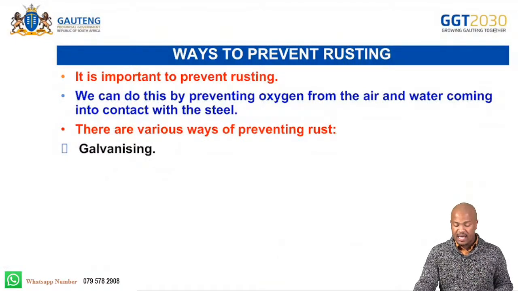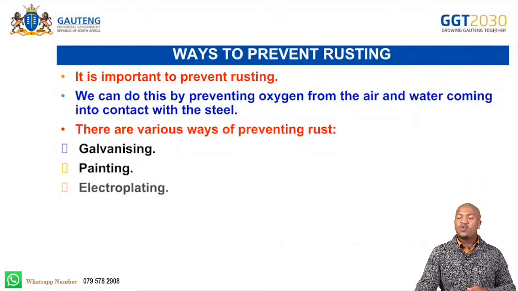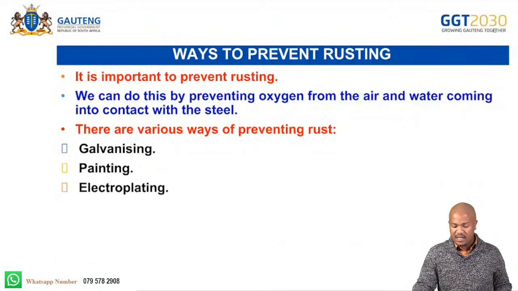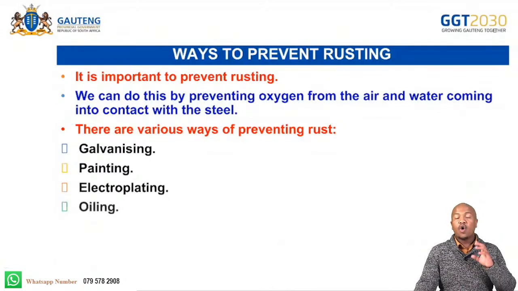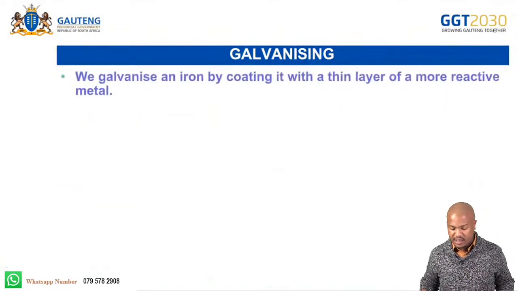The first one there is galvanizing. We can use the process of galvanizing to prevent rust. We can use painting to prevent rust. We can use electroplating to prevent rust. And also we can use oiling. So we're going to talk about these one by one, starting off with galvanizing.